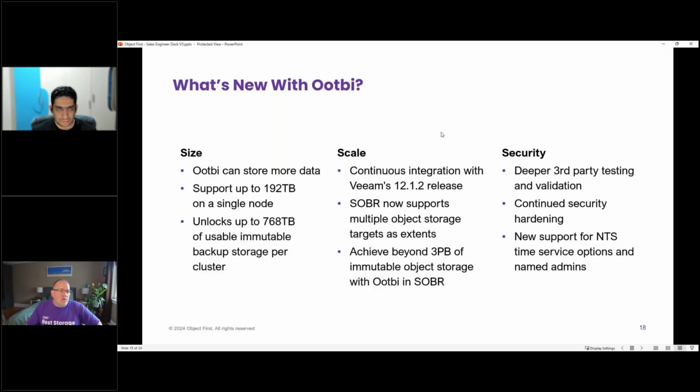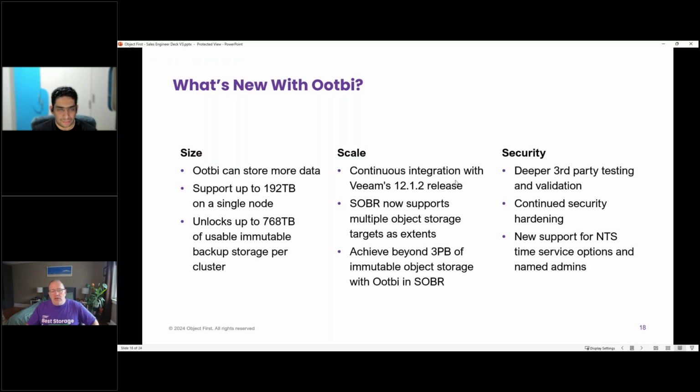Okay, so what's new with OOTBI? OOTBI can store more data. This is what's new since VeeamON, because at VeeamON we had this new release. We support up to 192 terabytes on a single node, and that unlocks up to 768 terabytes, as seen in the previous slide, of usable, immutable backup storage per cluster.